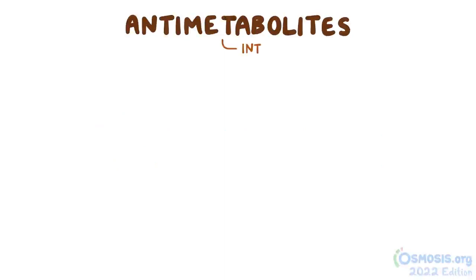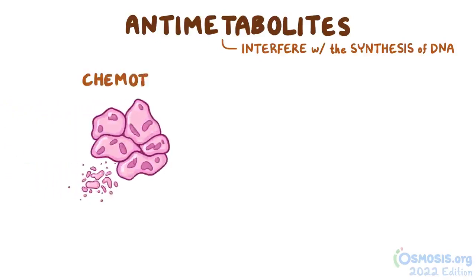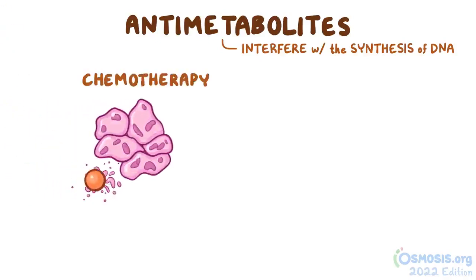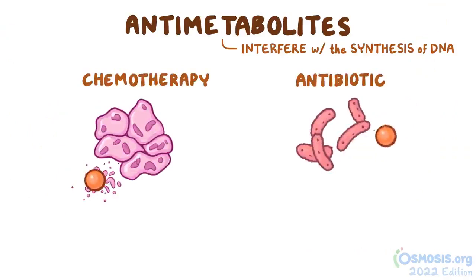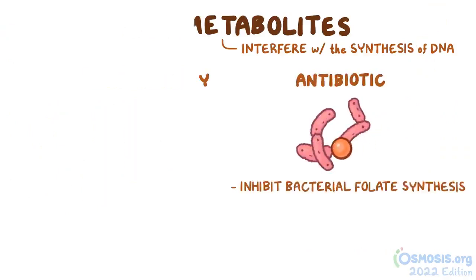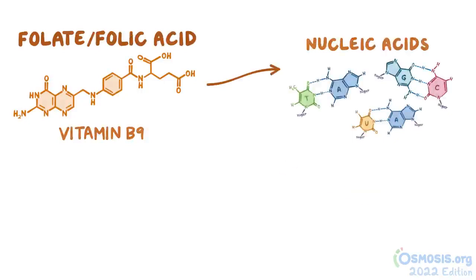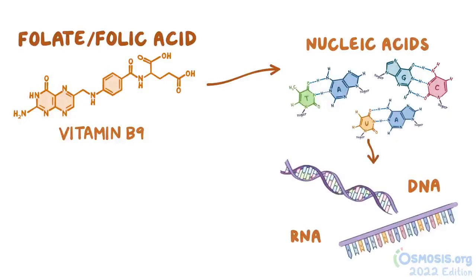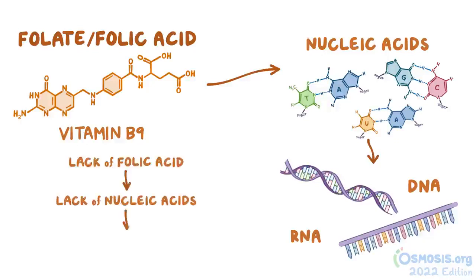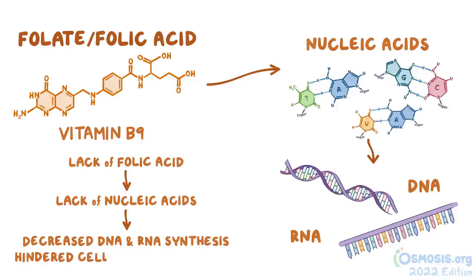Antimetabolites are medications that interfere with the synthesis of DNA. Some antimetabolites are used in chemotherapy to kill cancer cells, while others are used as antibiotics since they inhibit bacterial folate synthesis. Folate, or folic acid, also known as vitamin B9, is necessary for the synthesis of nucleic acids, which are the building blocks of DNA and RNA. Simply put, a lack of folate results in a lack of nucleic acids, which then results in decreased DNA and RNA synthesis, leading to hindered cell division and function.